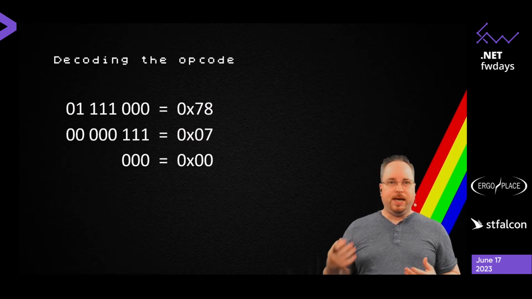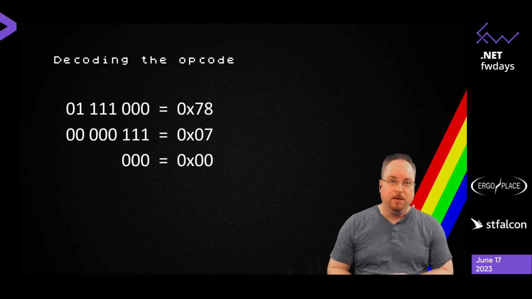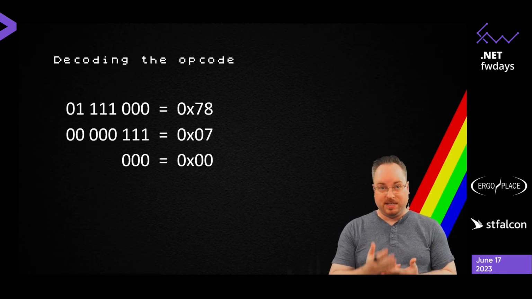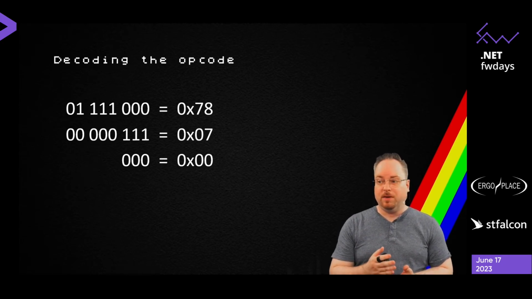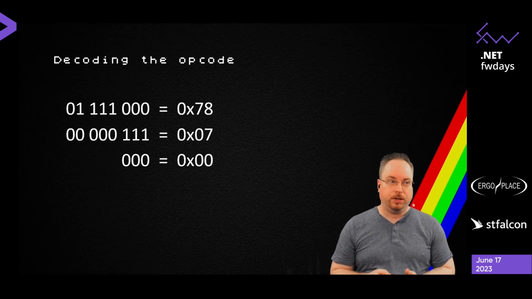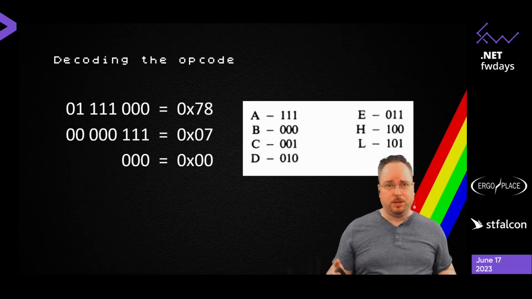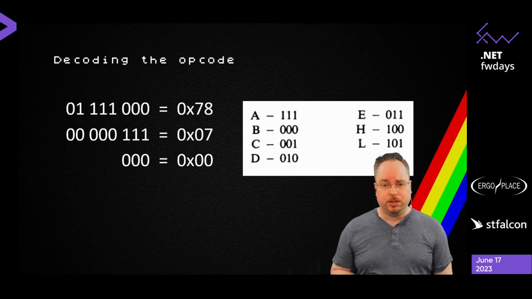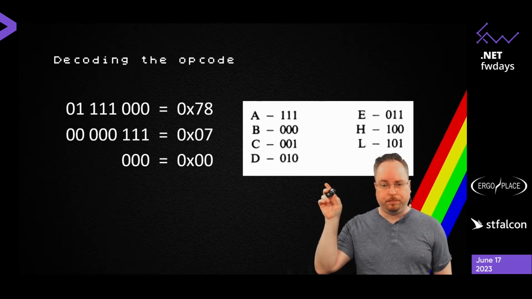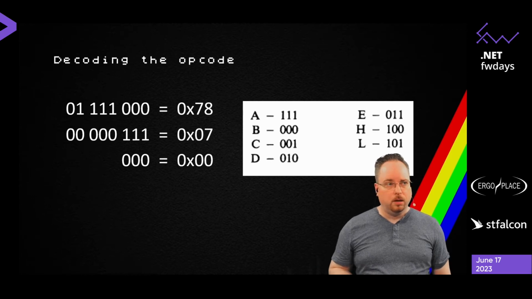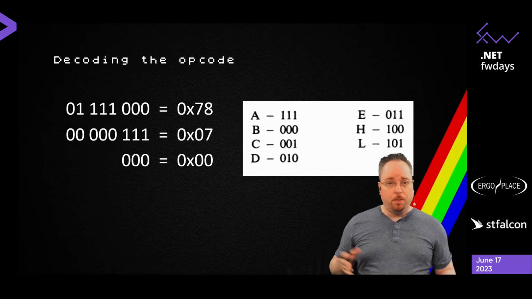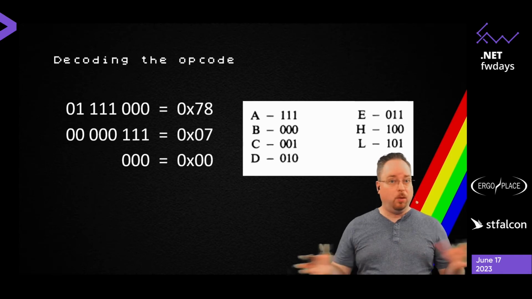So if we take hex value 78, we put a bit mask of 7 there, which is going to leave us 0, 0, 0. And if we go back to the book, we will see that 0, 0, 0 is the B register, right up here. Okay, so the opcode is apparently telling us all the things we need to know.